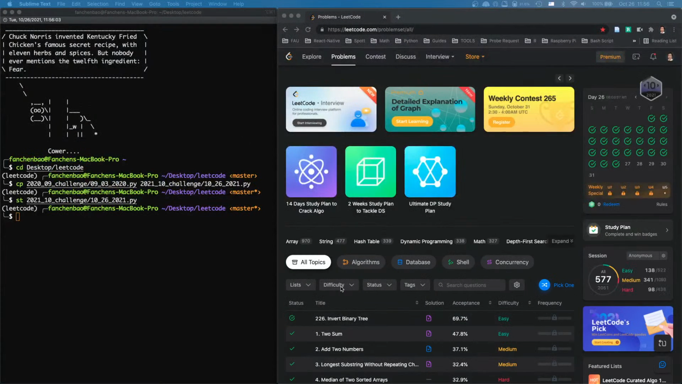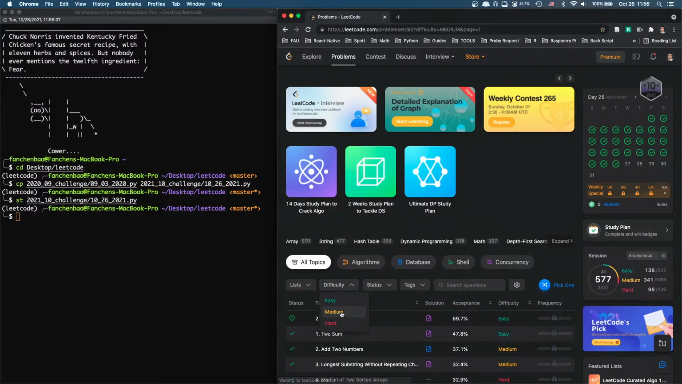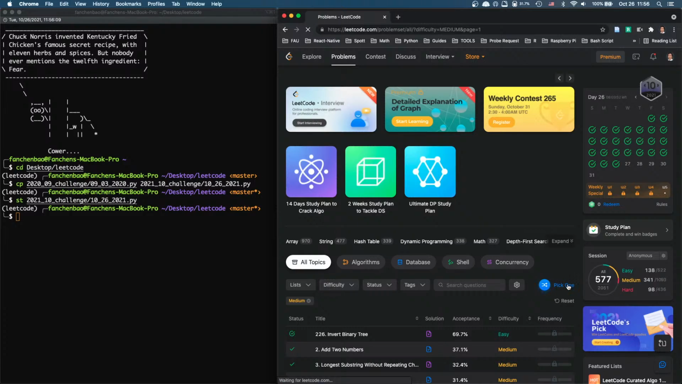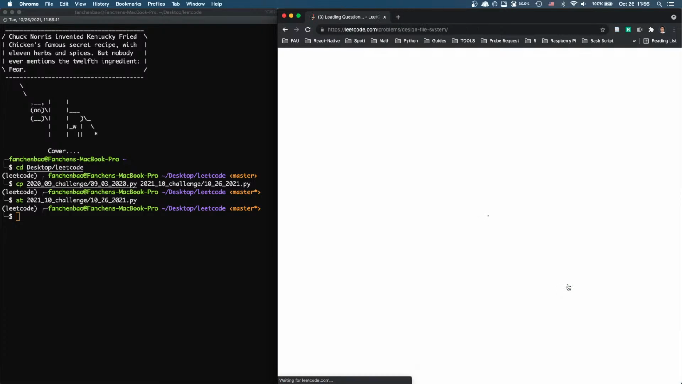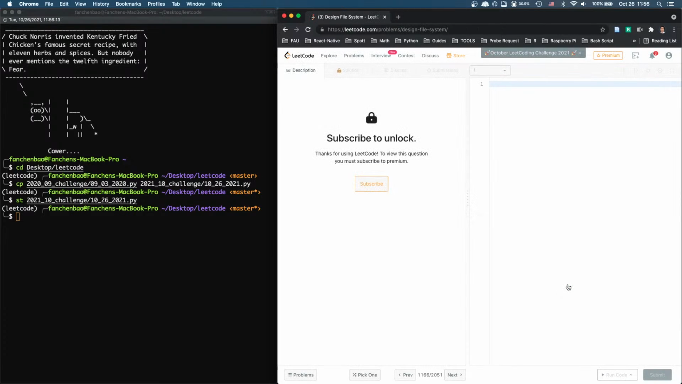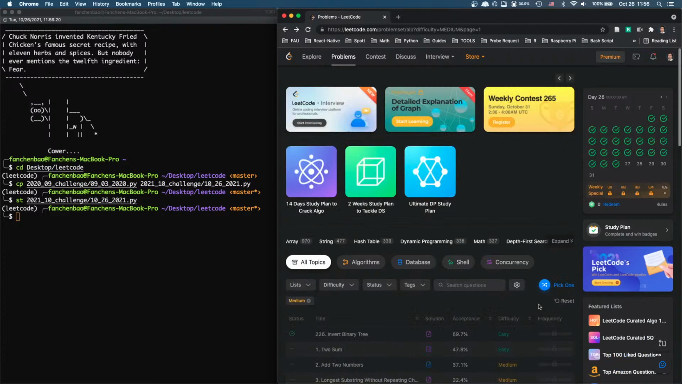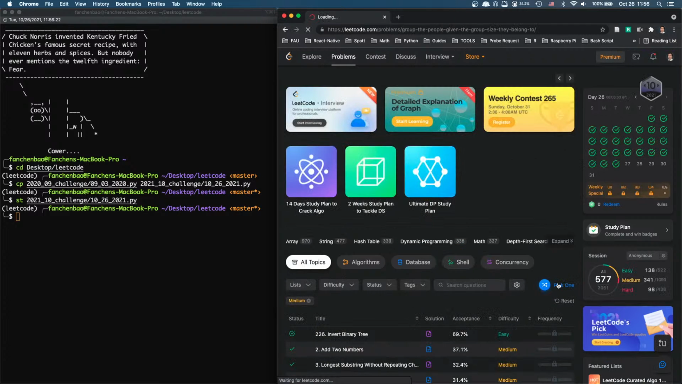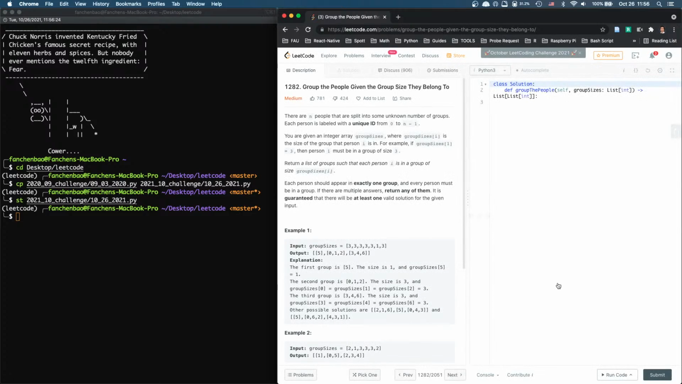All right, again, let's roll a medium. All right, let's pick a medium. Uh-oh, I cannot do this one. All right, that's fine, I'll do it again. Pick one again. All right, let's see. Okay, let's do this.